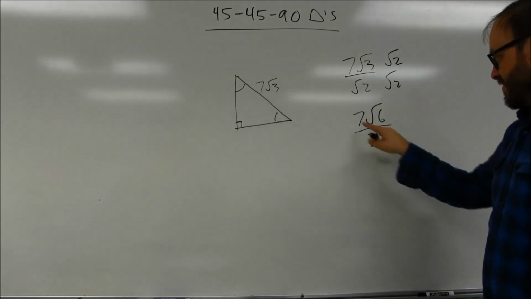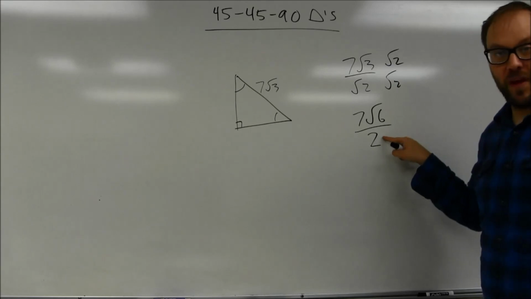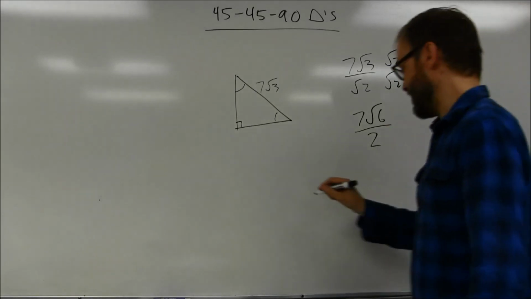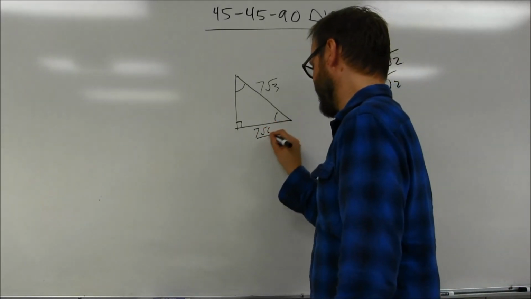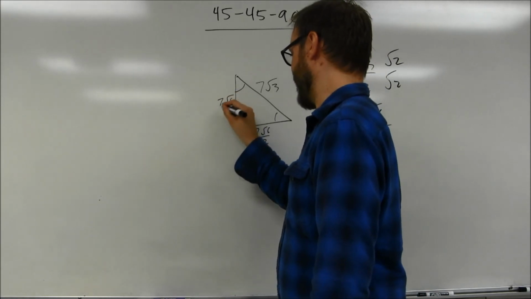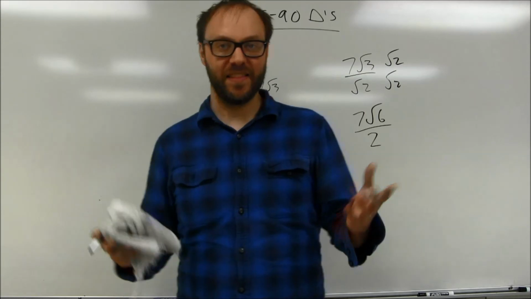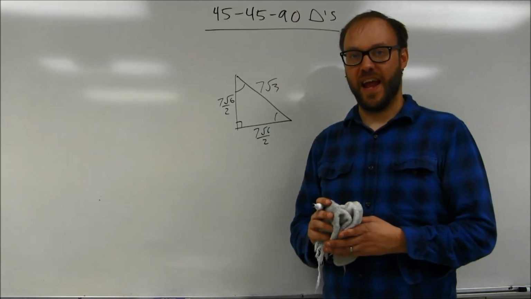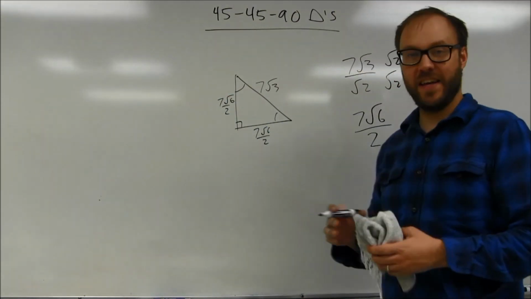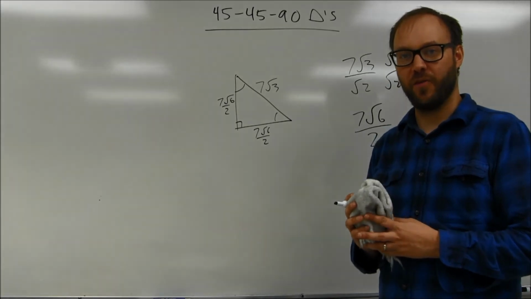2 doesn't go into 7. A whole number doesn't divide into a radical. Just leave it as 7 radical 6 over 2. So you're going to get some answers that don't look super simplified, but they're just fine in that form. That's what the back of the book is going to have. So hopefully that gives you an idea about how 45, 45, 90 triangle patterns work.